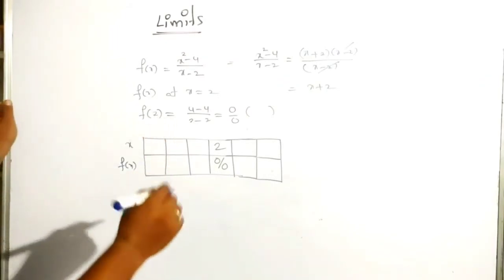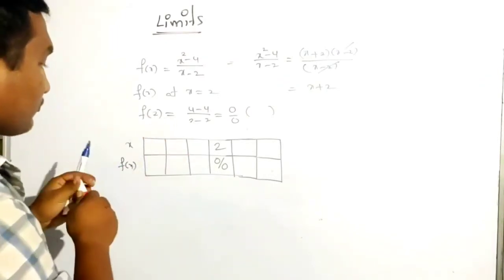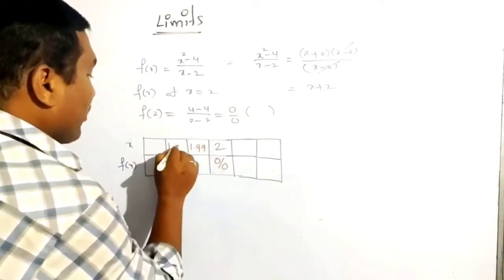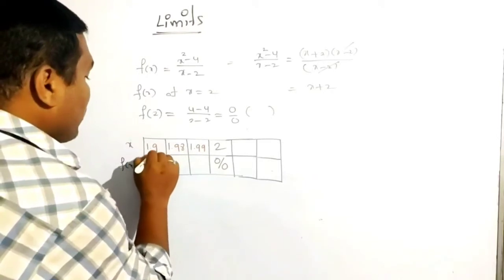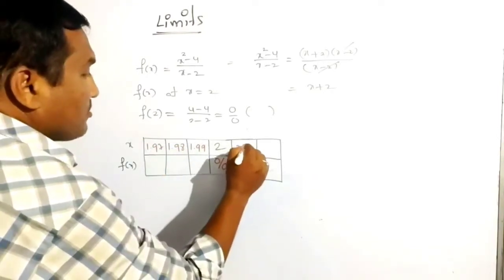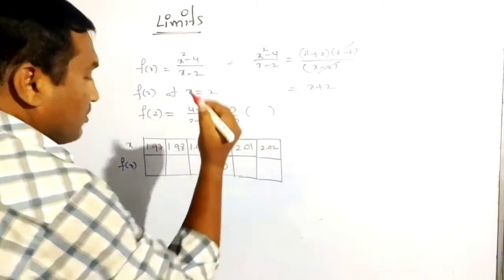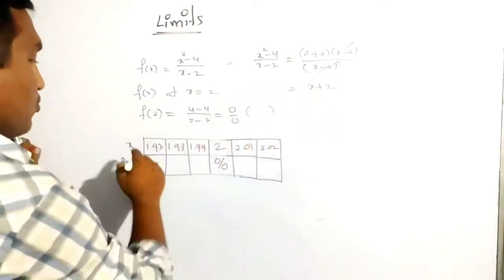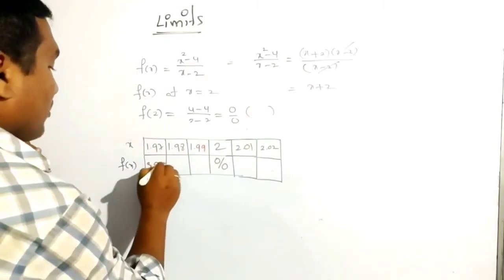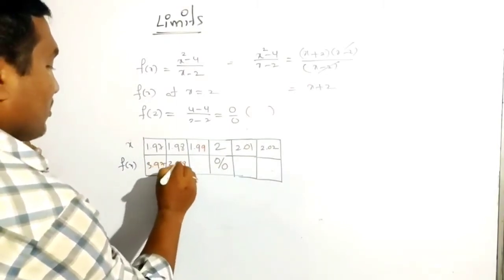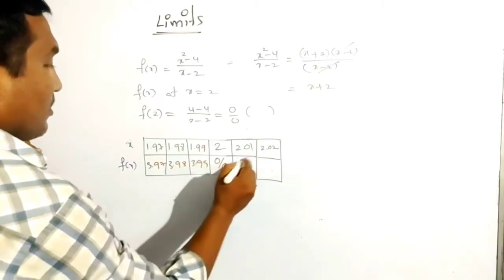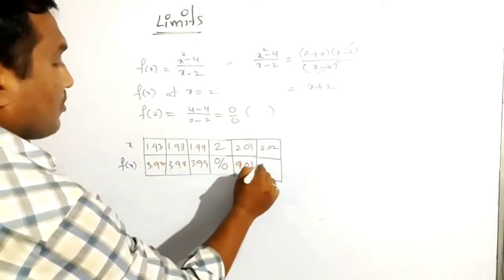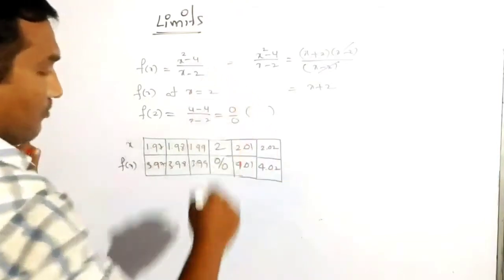So now the value of f of x is x plus 2. Take the values of x as 1.99, 1.98, 1.97, and 2.01, 2.02. Then the values of f of x, which is x plus 2, are 3.97, 3.98, 3.99, and 4.01, 4.02. These are the values here.